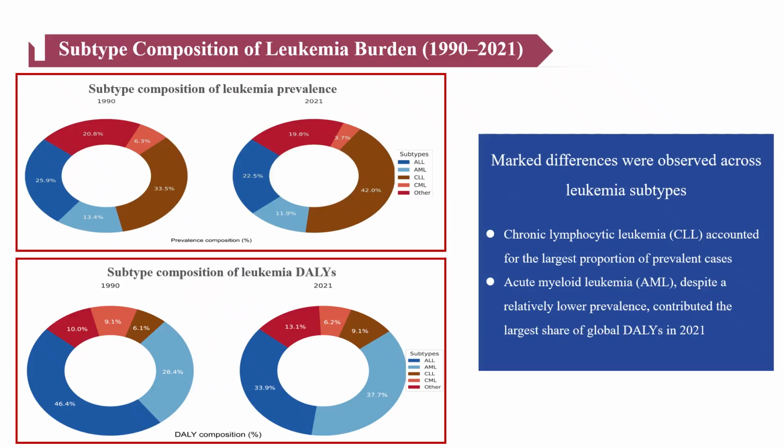Marked differences were observed across leukemia subtypes. Chronic lymphocytic leukemia, CLL, accounted for the largest proportion of prevalent cases, whereas acute myeloid leukemia, AML, contributed the greatest share of global DALYs in 2021.